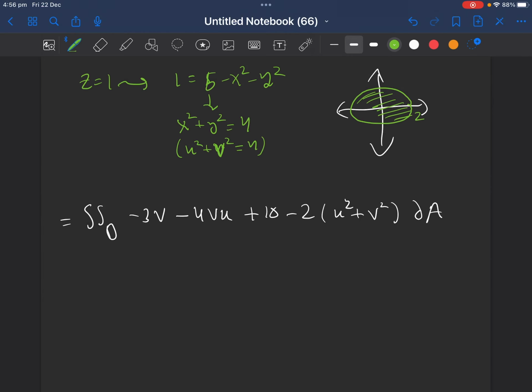And for the double integral, this will just turn out, using polar coordinates, to be 0 to 2 pi. So this integral will be 0 to 2 pi, 0 to 2. And now I have to change everything into polar coordinates. So the first one will be minus 3r sine theta minus 4.